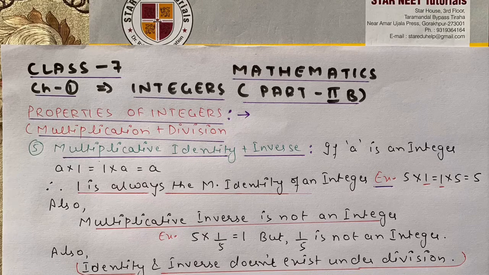So multiplicative inverse does not exist for integers. It exists for rational numbers, which you will study in the next class, but for integers it does not exist, because you cannot multiply any integer with another integer to obtain a result of 1. Now, as was the case in subtraction, identity and inverse do not exist for division also. For subtraction it does not exist, and for division it does not exist.